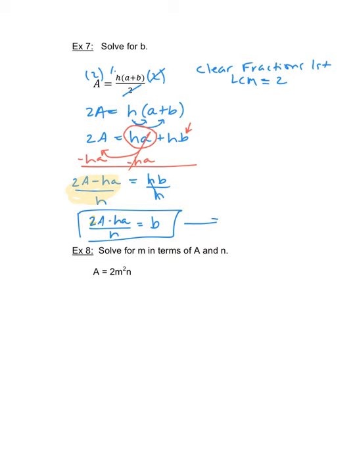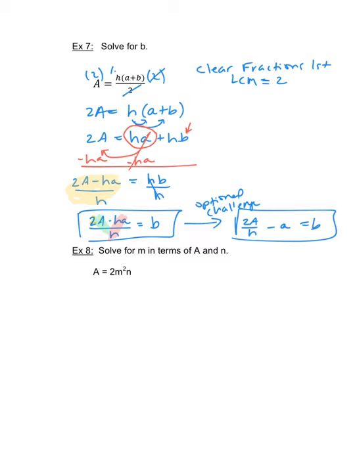Now, as an optional challenge, you can simplify this if you want. This simplifies to 2A over H minus A. Okay, you're dividing twice basically is what's happening. You're dividing by H 2 times. You're dividing by H here, 2A divided by H, and then you're dividing by H here, minus HA divided by H, which cancels the H. Okay, you don't have to do that one, but both answers are posted on the answer key.